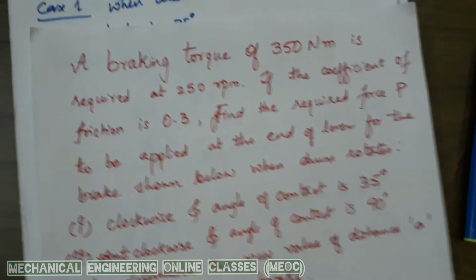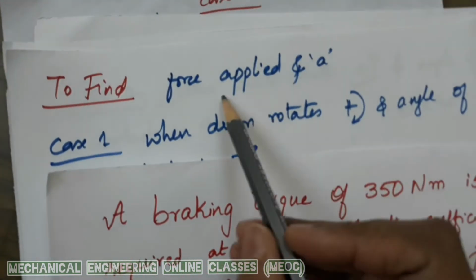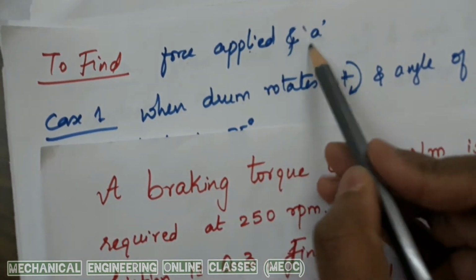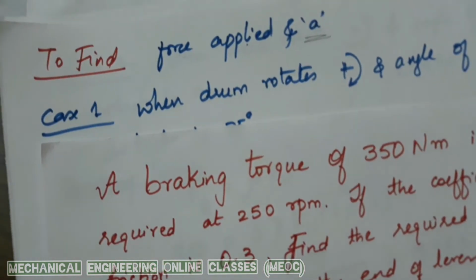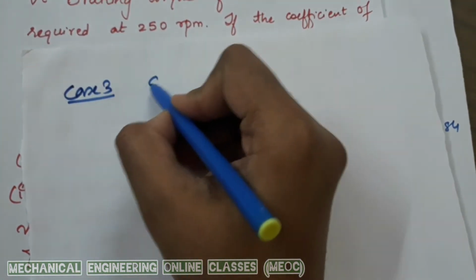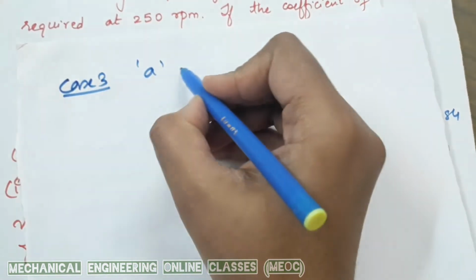So we were needed to find three things: P in these two cases and new value of A for a self-locking brake. So we have calculated force in both the cases. Now we are supposed to find A. So let us find the third one. Case 3, finding A for self-locking brake.